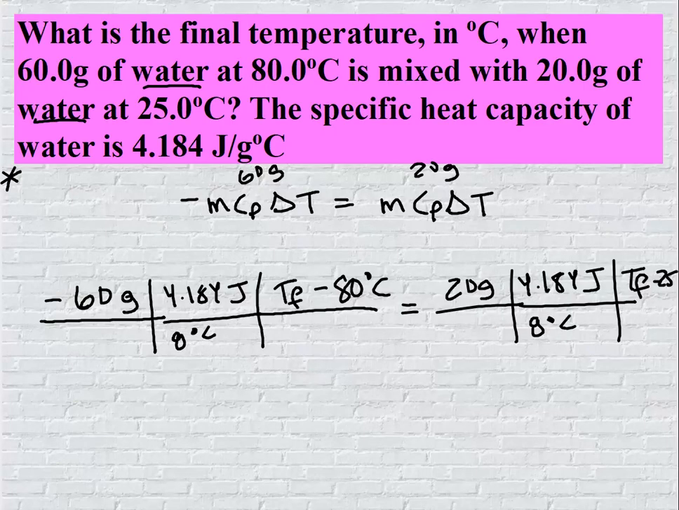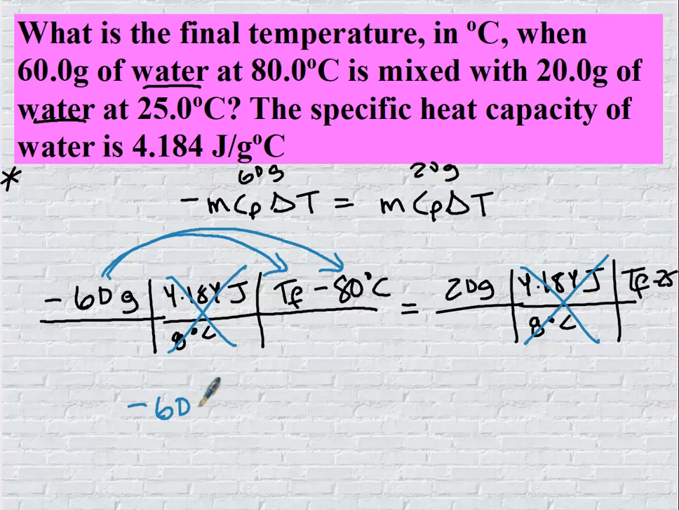So there's two ways of doing this. Because this has water on both sides, the easiest way will be to scratch out the 4.184 on both sides. We also could multiply 60 times that and then do our next step that we'll be doing right now, which is distributing that out. But in this case, I can cross out 4.184, and then I'm multiplying 60 times TF and then 60 times negative 80.